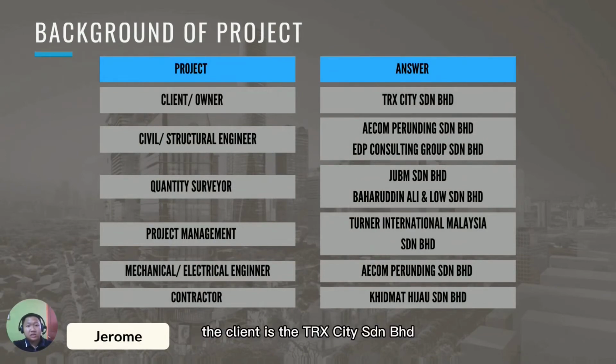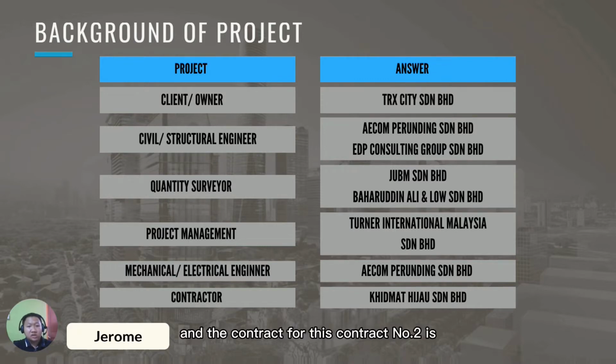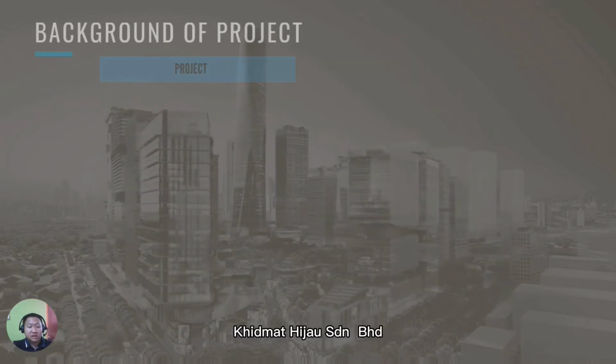The client is the TRX City Sdn Bhd, Civil Structural Engineering, Ecom Perunding Sdn Bhd, EDP Consulting Group Sdn Bhd. The quantity surveyor that involved in this project is JUBM Sdn Bhd with Baharuddin Ali and Law Sdn Bhd. The project management for this project is the Turner International Malaysia Sdn Bhd, while the mechanical and electrical engineer is the Ecom Perunding Sdn Bhd, and the contractor for this contract number 2 is Khidmat Hijau Sdn Bhd.